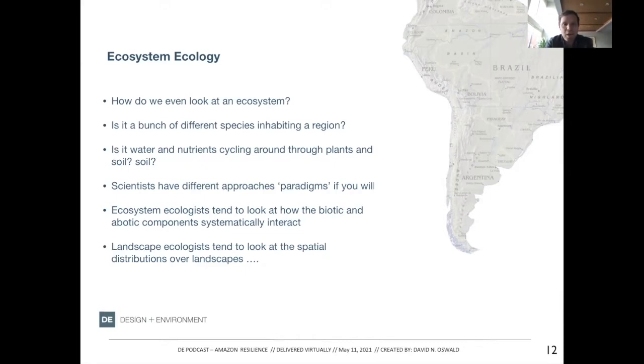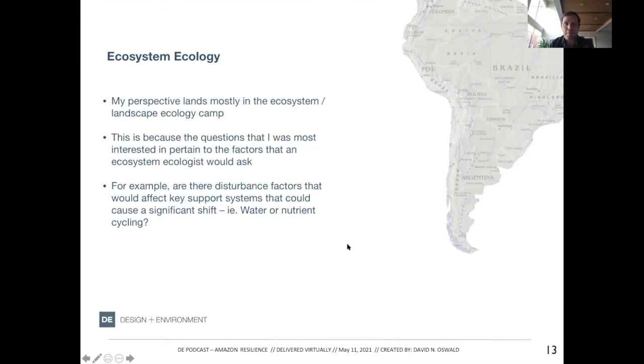Whereas landscape ecologists tend to look at spatial distributions over landscapes. That's another way of looking at things. There are some subtle differences between landscape ecology and ecosystem ecology, but there are differences. And then a population ecologist or community ecologist will look at an ecosystem in a much different way. They might be more species-centric in their approach. So you have to choose the paradigm that makes the most sense depending on the problem you're dealing with. My perspective usually lands in the ecosystem and landscape ecology camp.